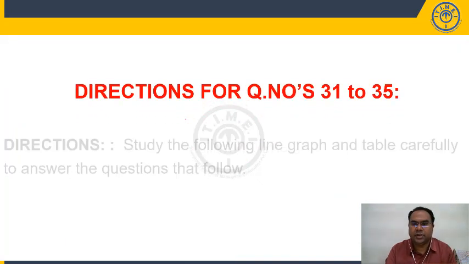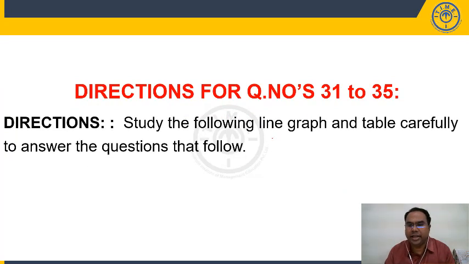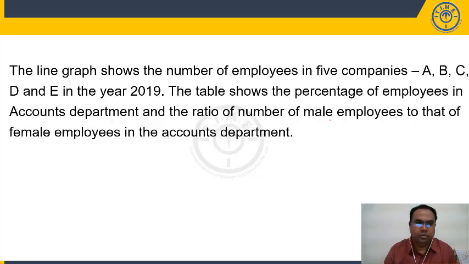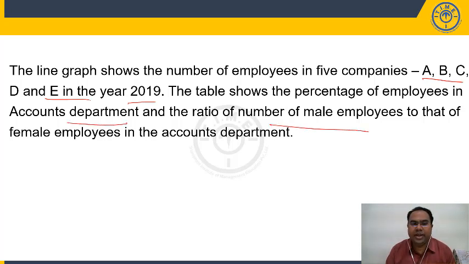Directions for question numbers 31 to 35. Study the following line graph and table carefully to answer the questions. You are getting this combination of line graph and table. The line graph shows the number of employees in 5 companies A, B, C, D, E in the year 2019. The table shows the percentage of employees in the accounts department and the ratio of male employees to female employees in the accounts department. Two things here, one line graph, another table.